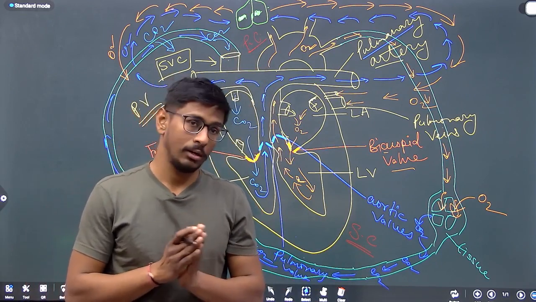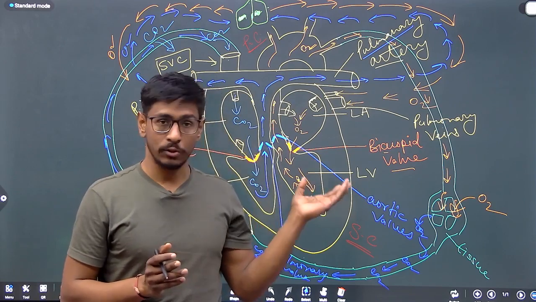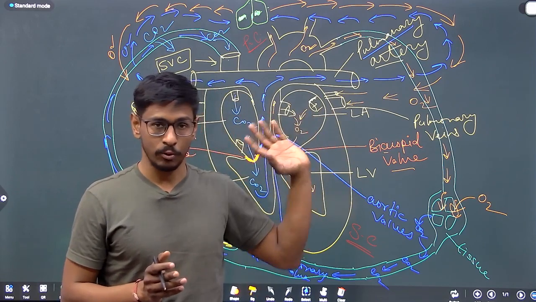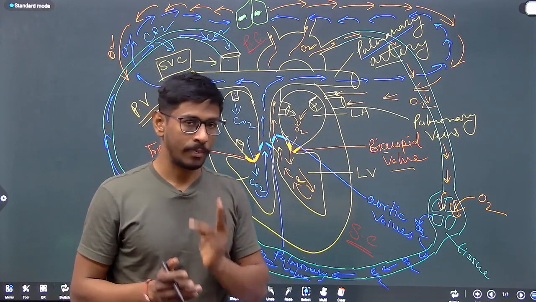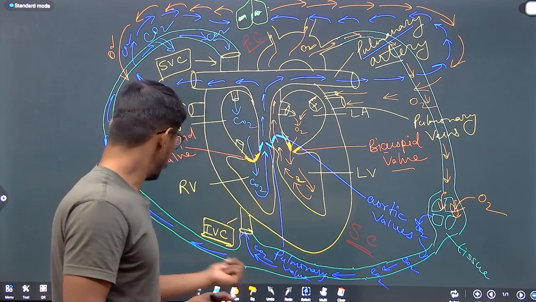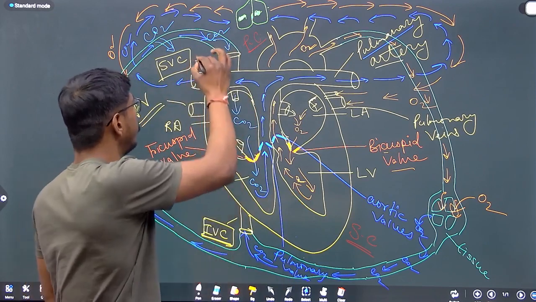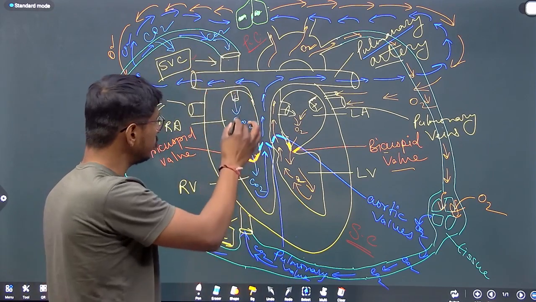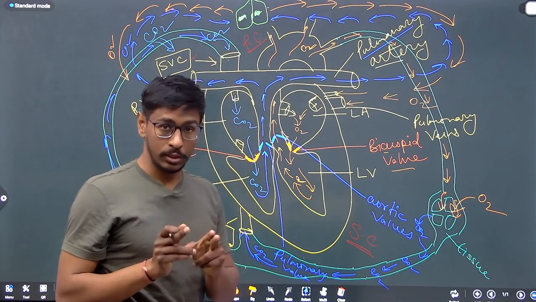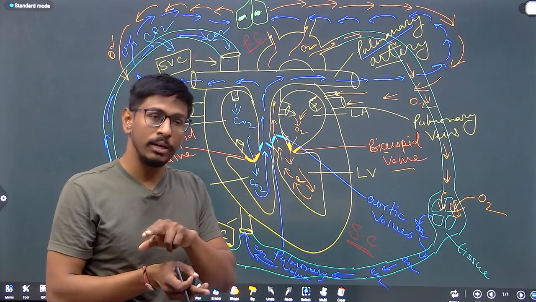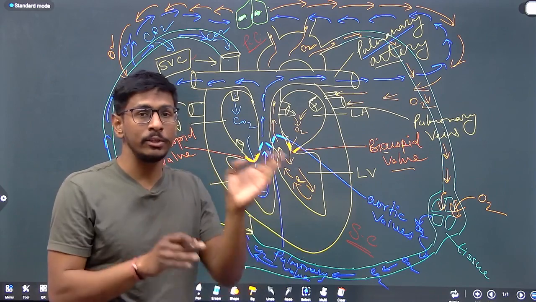Now it might confuse you, so let's revise what is happening here, on this board, on this screen. We are going to revise it in just 2 minutes. First thing, CO2-containing blood is entering through the superior vena cava and inferior vena cava into the right atrium. CO2 is entering the heart through the blood.